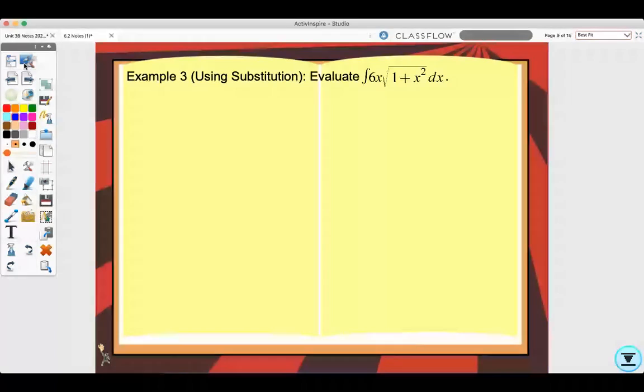Let's go ahead and look at another one using substitution. Evaluate the antiderivative of 6x times the square root of 1 plus x squared dx. Usually with problems like this, you're always asking, what do I let u equal? Usually it's something that can be written in parentheses. So here, we're going to let u equal 1 plus x squared.